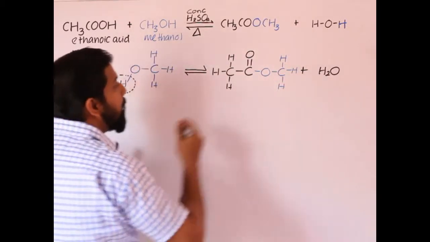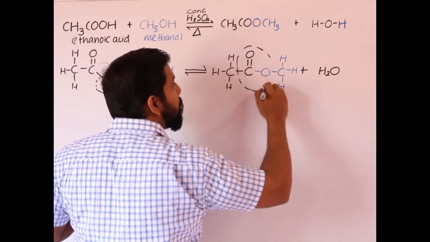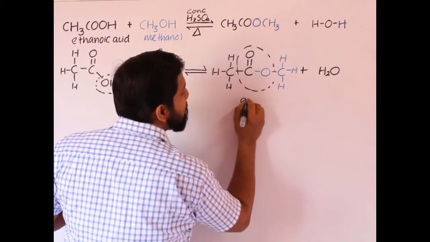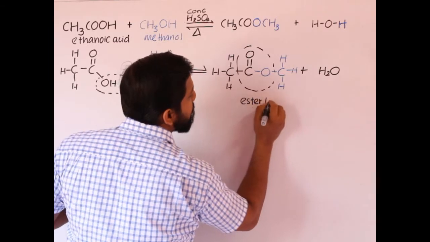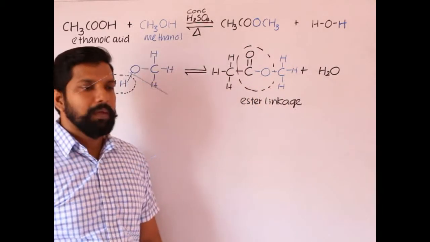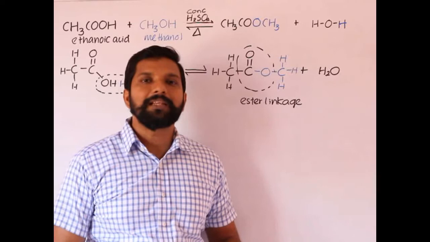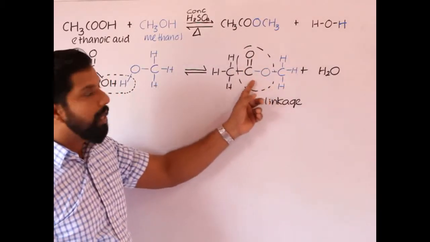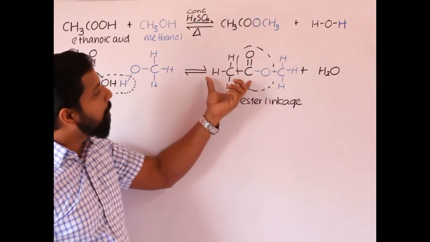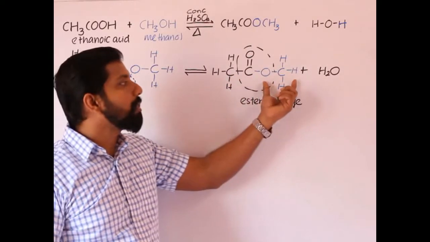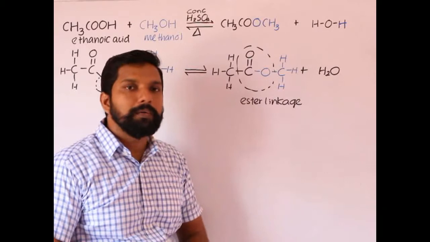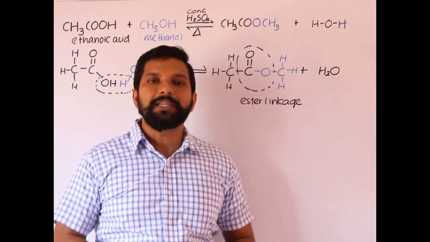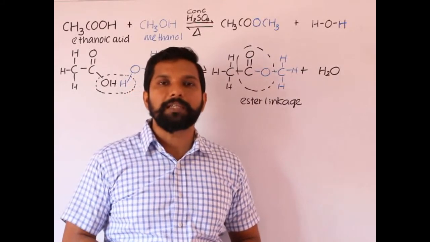So, this linkage is called the ester linkage. It's easy to understand the structure of an ester molecule. It has the ester linkage, and on one side you have the carboxylic acid part, the other side came from the alcohol. Okay, now we'll see how to write the name of the ester.